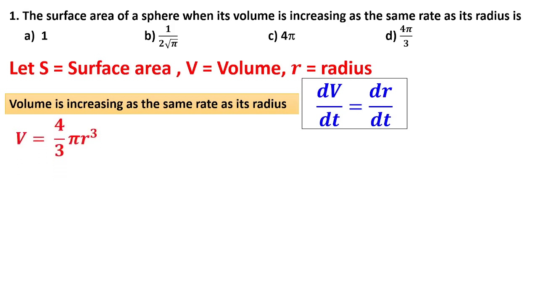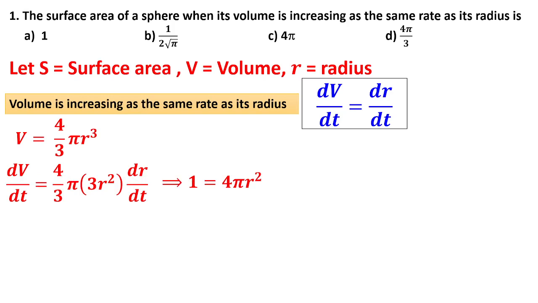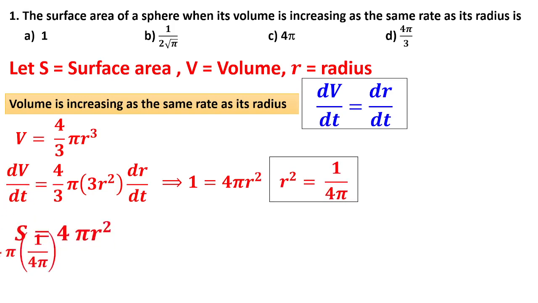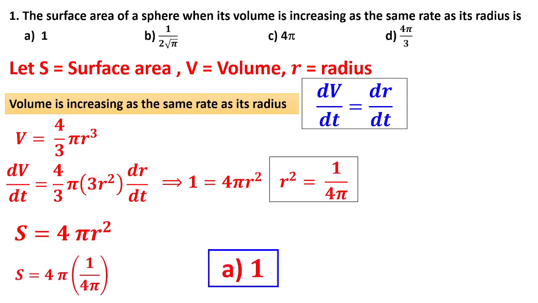Formula for volume is 4 by 3 pi r cube for a sphere. Let us differentiate it with respect to t. Right hand side will become 4 by 3 pi into 3r square into dr by dt. dV by dt and dr by dt are equal. Therefore, you will get 1 is equal to 4 pi r square. What is r square now? It is 1 upon 4 pi. Now, let us move on to finding the surface area. It is 4 pi r square. Substitute r square now. You will get the answer as 1. Therefore, the surface area of the sphere will be 1.